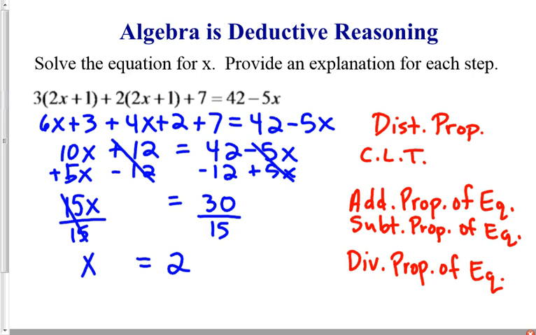So we have solved this equation. We have figured out that when the variable x equals 2, we will satisfy the original equation. And we've done this based on the facts of algebra.